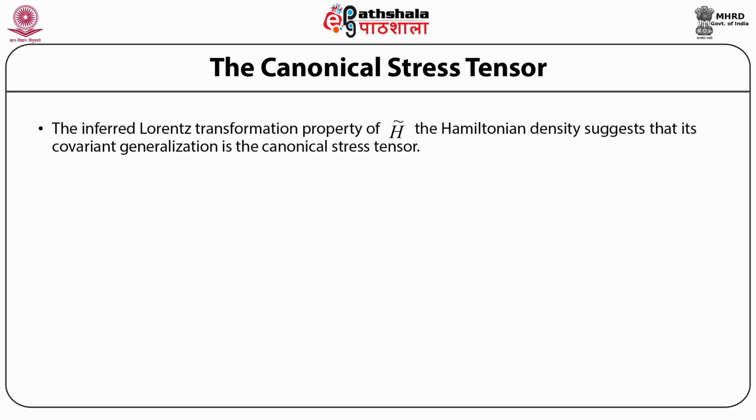The Lorentz transformation property of H suggests that the covariant generalization of the Hamiltonian density is the canonical stress tensor, T^alpha beta equals summation over k of del L by del of (del_alpha phi_k) into del^beta phi_k, minus g^alpha beta L.